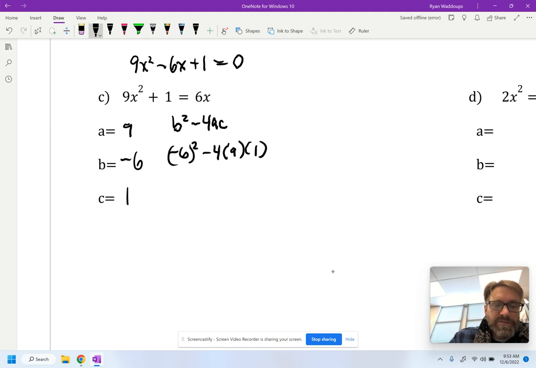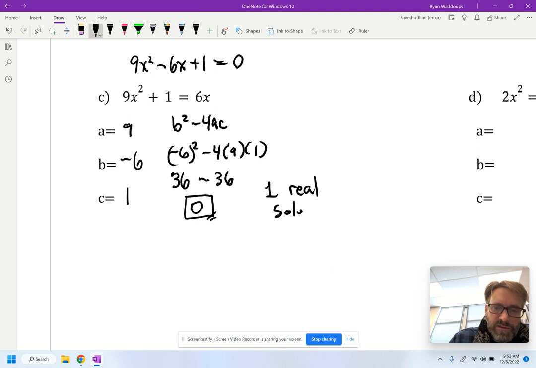And negative 6 squared is 36. Negative times negative is positive. And then negative 4 times 9 times 1 is negative 36 as well. 36 minus 36 is 0. So the value of our discriminant is 0. Once again, if you look back to our little chart up above, when your discriminant is equal to 0, this means you have one real solution.